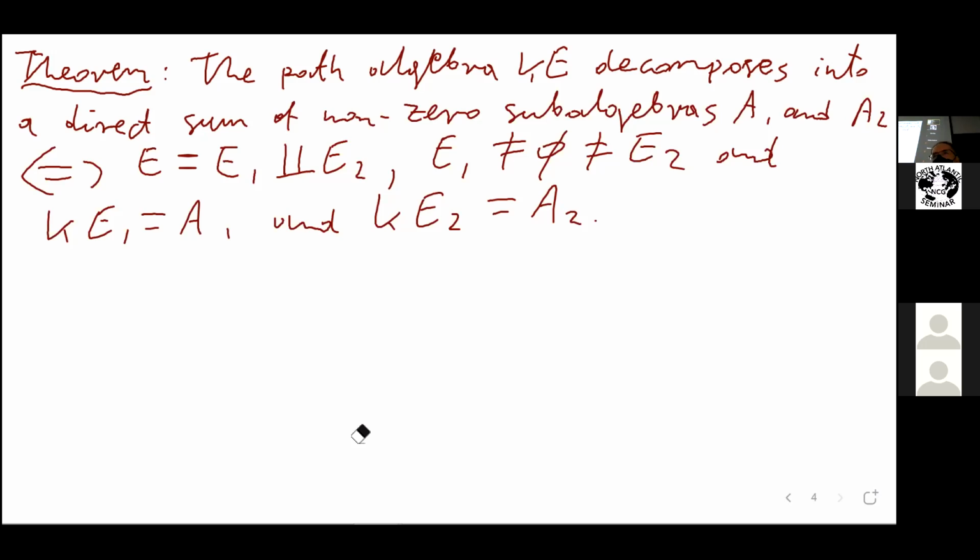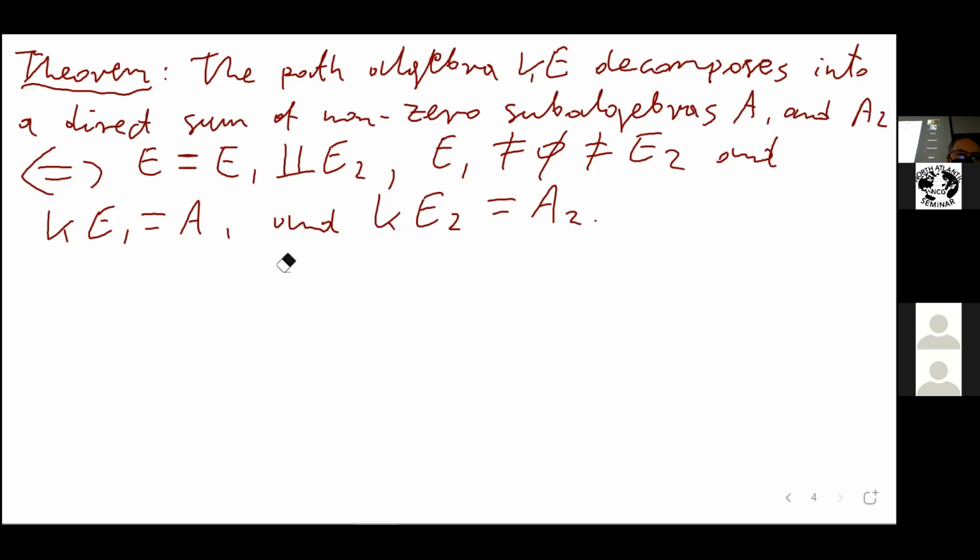And for instance, it definitely doesn't work for Leavitt path algebras. So the claim one way is true for anything. Path algebras, cone algebras, Leavitt path algebras, graph system algebras, you name it. Okay, but if you want to have the opposite implication, this is a particular feature of path algebras. Okay, so let's prove it.